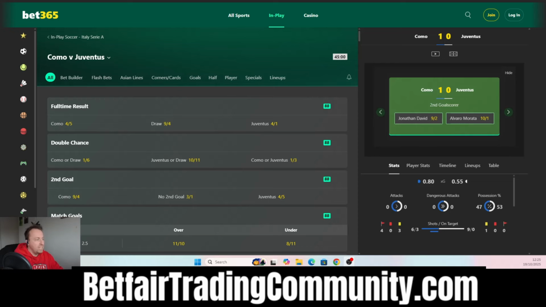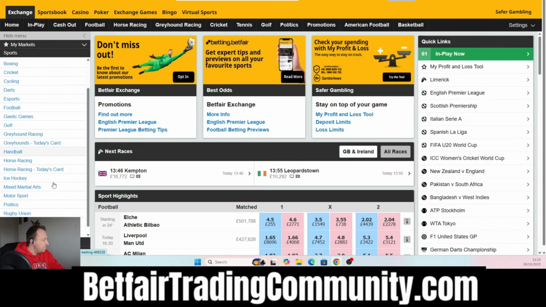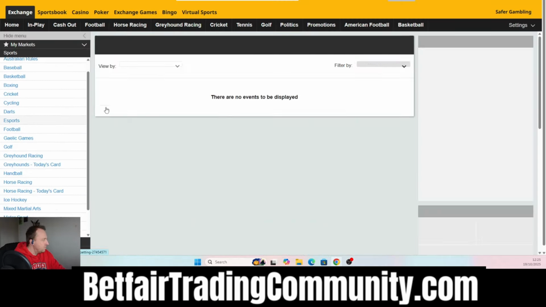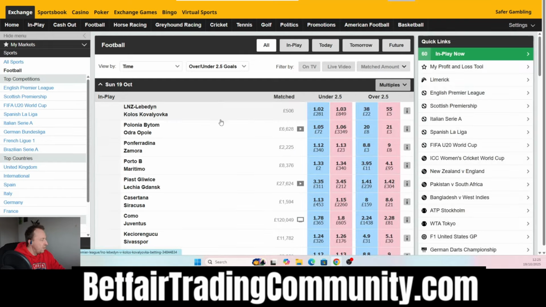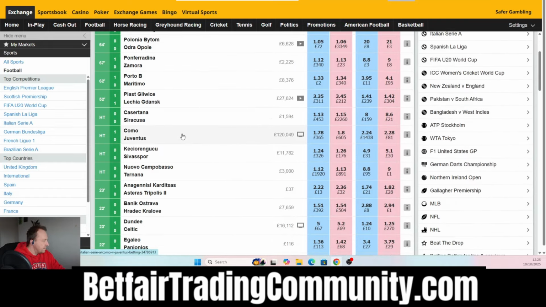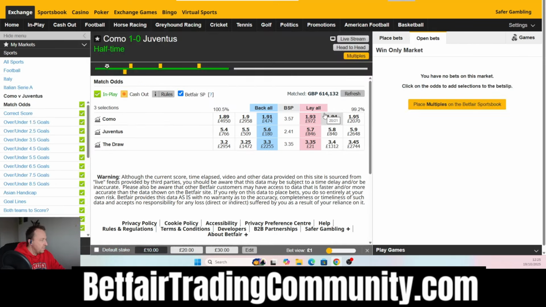Como were originally the underdogs. They're now the favourite, as you can see, 4-5 on Bet365. And I'll get the match up on Betfair here for us so that we can see what the actual Betfair odds are. Let's see, there it is. Okay, very similar actually, 1.91, so a little bit higher.